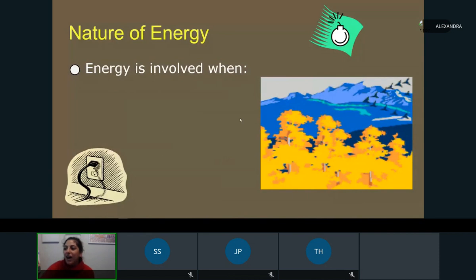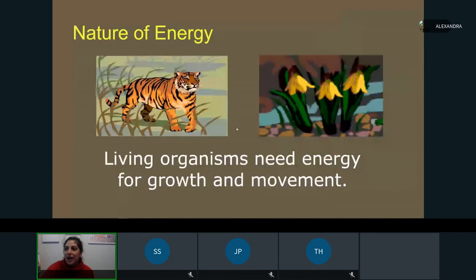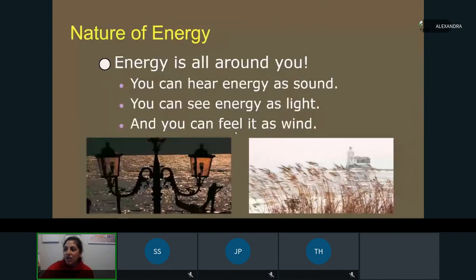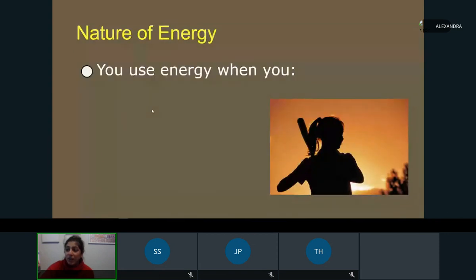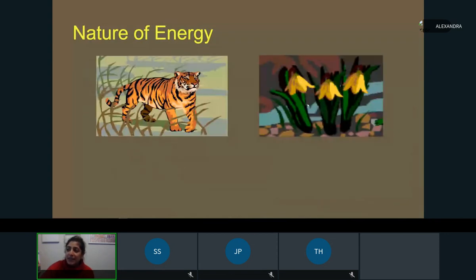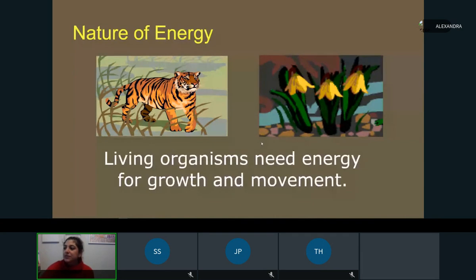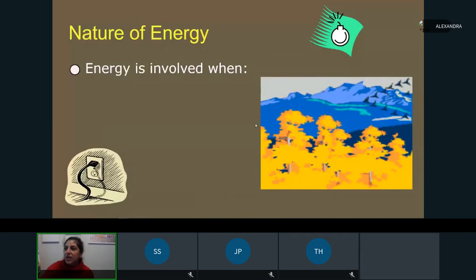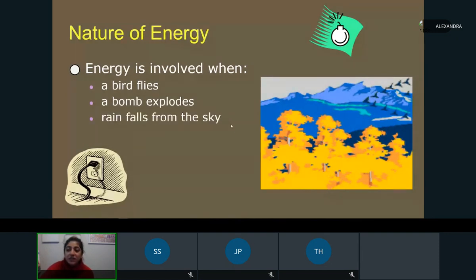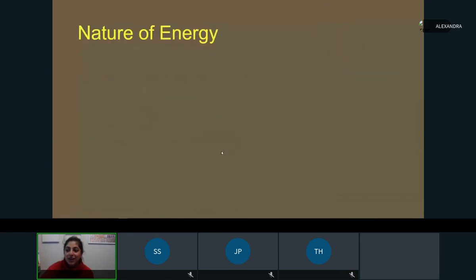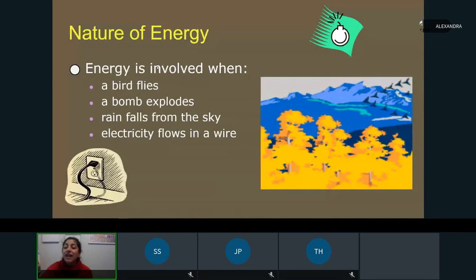So energy is involved. We've talked about what energy is all around us. We talked about when we can use energy, specific examples of using energy. And then we have the nature of energy. So energy is involved when a bird flies, right? Again, that has different types of energies. We're going to get into that. A bomb explodes, and energy is involved with that. Rain falls from the sky. There's also energy with that. Electricity flows in a wire. So you can see that there's energy everywhere.